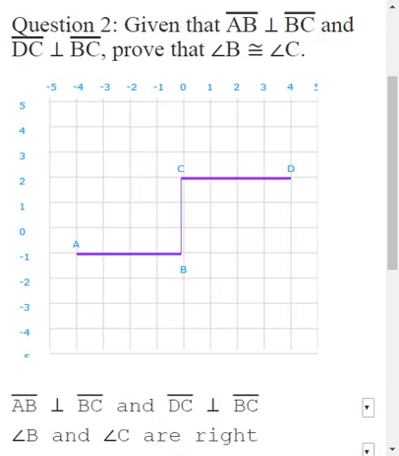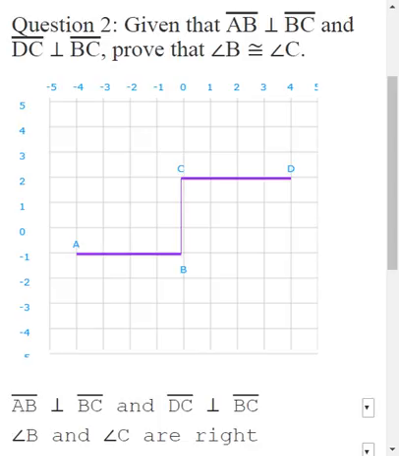I'm given that AB is perpendicular to BC. I'm also given that DC is perpendicular to BC. I want to prove that angle B is congruent to angle C. I want to prove that these two angles are congruent.